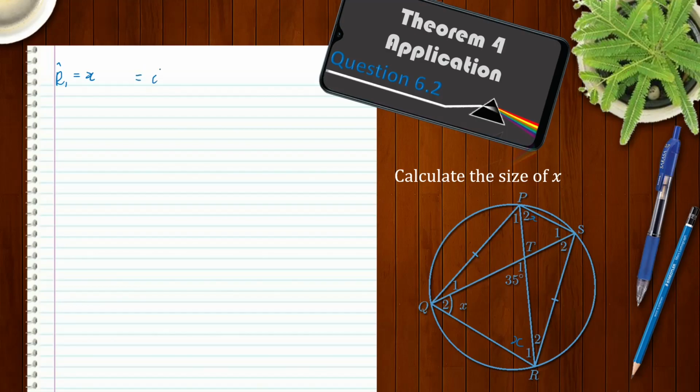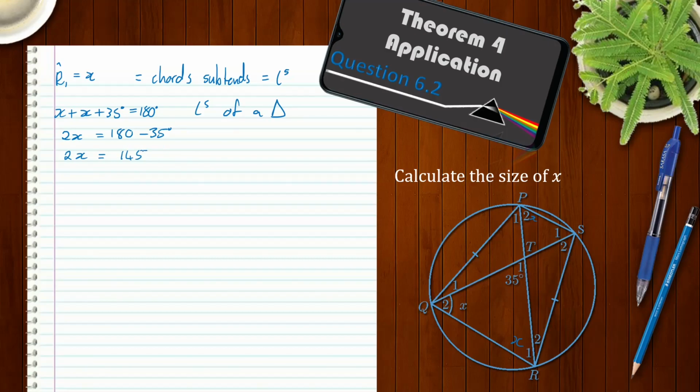So equal chords subtend equal angles. Okay, and then we can say that X plus X plus 35 degrees is equal to 180 degrees, and this is angles of a triangle. And then just solve for X. So 2X is equal to 180 minus 35 degrees, so that gives us 145. So 2X is equal to 145, and then divide both sides by 2. So X is then going to be 72,5 degrees.